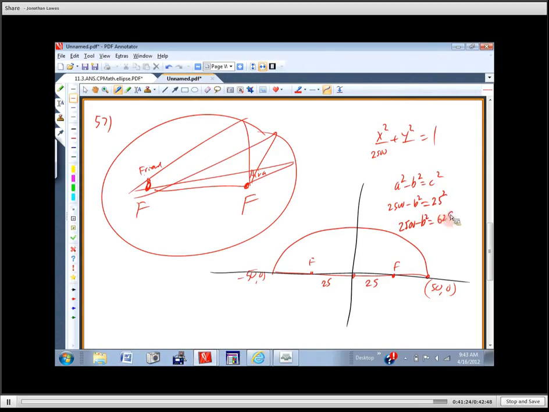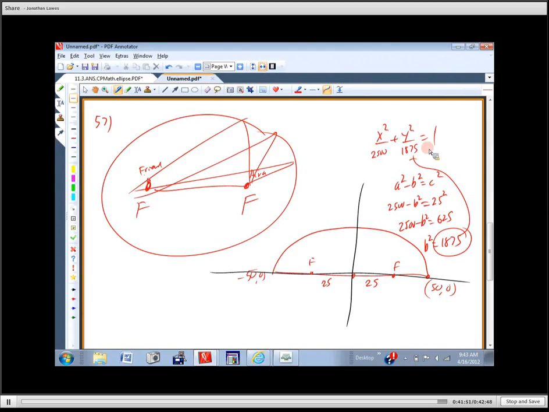So b squared equals, this is going to be 1775? No, 1875. Is that right? Did I do my math right? Seriously, Charles? You checked me? Pretty sure it's 1875. Is that the answer to the problem?